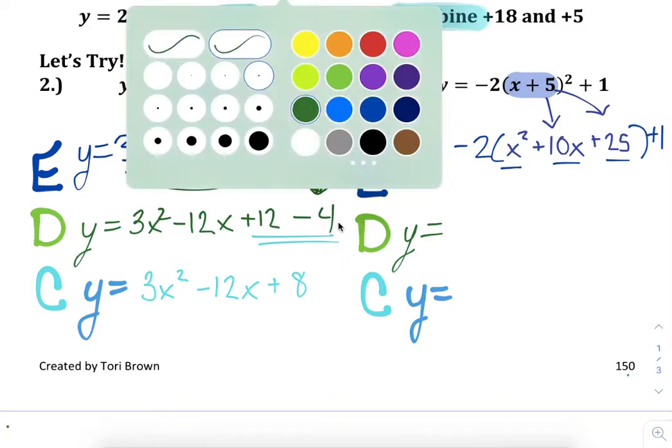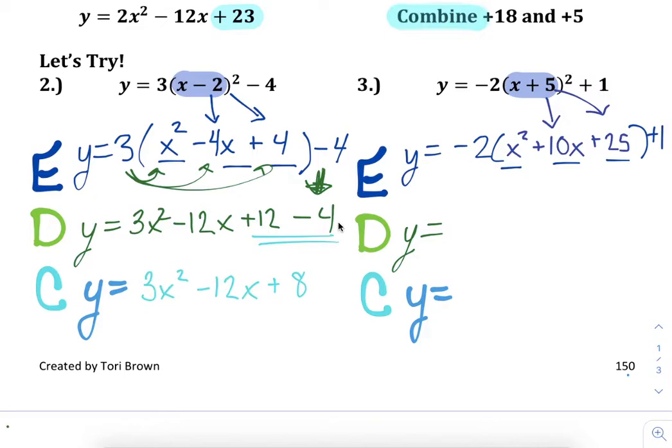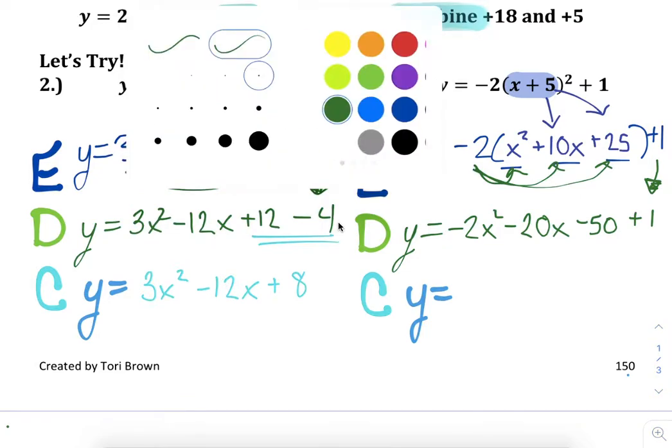Like I said, most people are usually good if you can get to the expand step. So then we distribute. I'm going to take negative 2 times everybody in the parentheses. So negative 2 times x squared is negative 2x squared. Negative 2 times a positive 10, you might keep your phone handy because you're going to be multiplying with negatives, is a negative 20. Keep the x. Negative 2 times positive 25 is a negative 50. You are not distributing to that 1. He's staying right out here until the very end. I don't use that plus 1 until I get to my combine step.